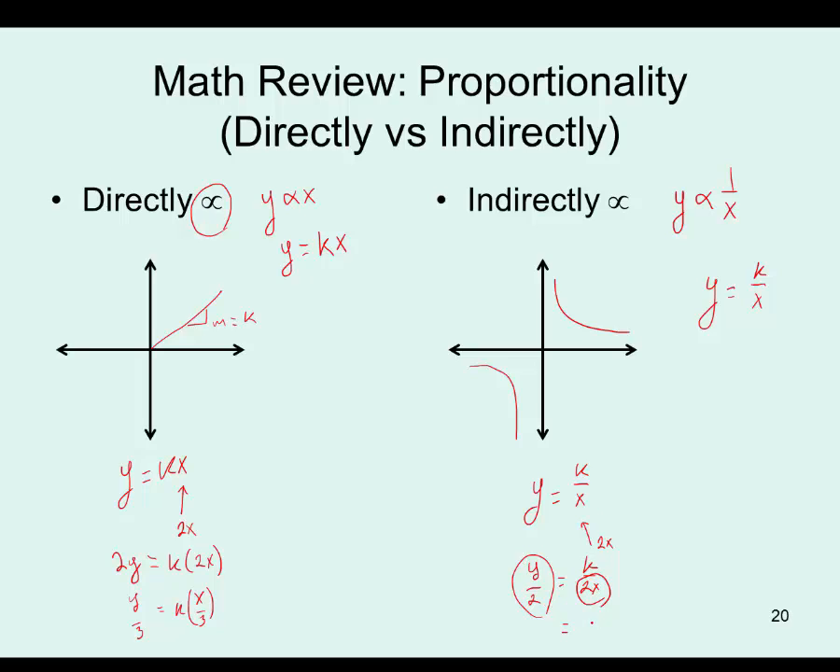In the same sense, if we were to take our input and divide by 4, for example, what would happen to our output? Well, we would actually have 4 times our output. So if we were to quarter our input, it turns out to be quadrupling our output. So it's an inverse function.